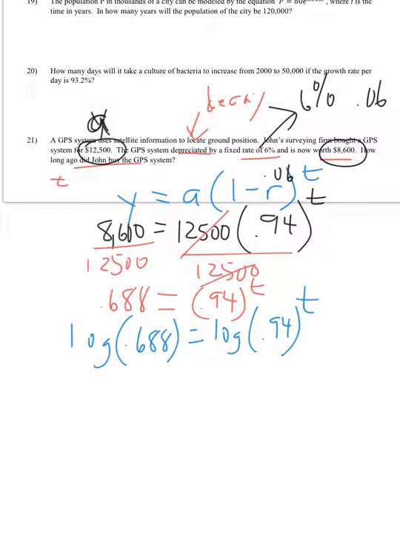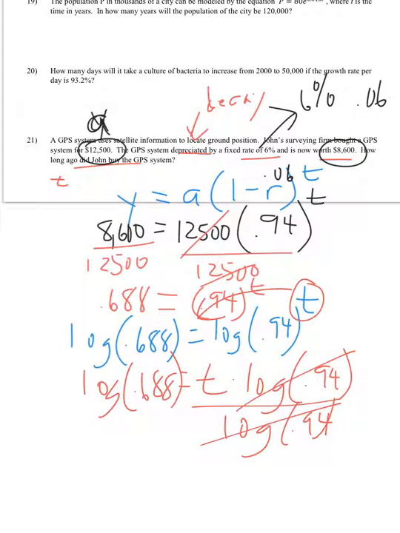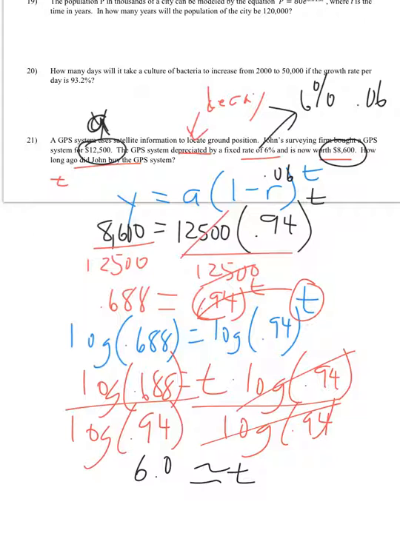Let's slide this down. This goes down in front, so this side becomes t times the log of 0.94 equals the log of 0.688. Now we're going to divide by that log of 0.94 to get t alone on both sides. So if I do the calculator work, log of 0.688, hit equals on my calculator, leave that in display, divide by the log of 0.94, and we should get about 6.0 years. So it would take about 6 years for it to depreciate or go down in value to 8,600.